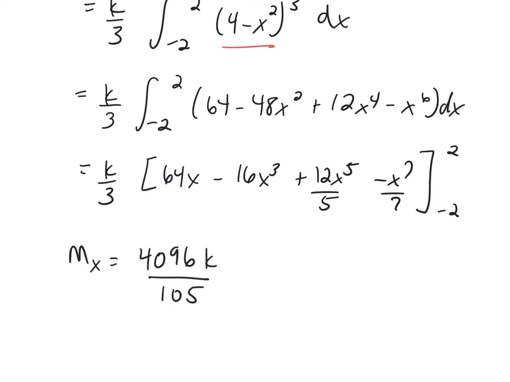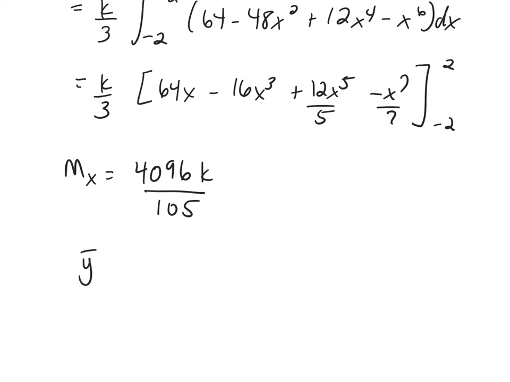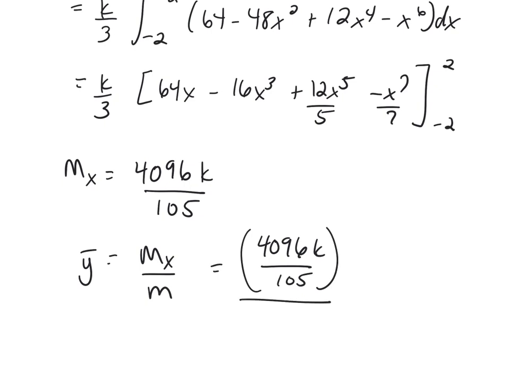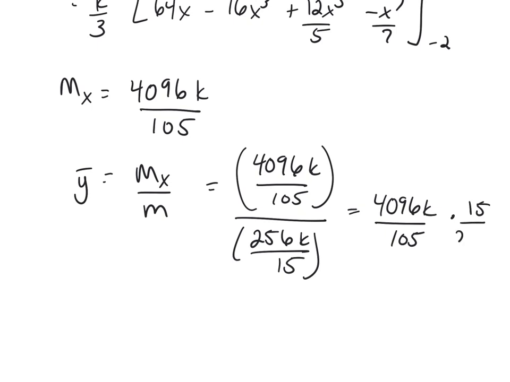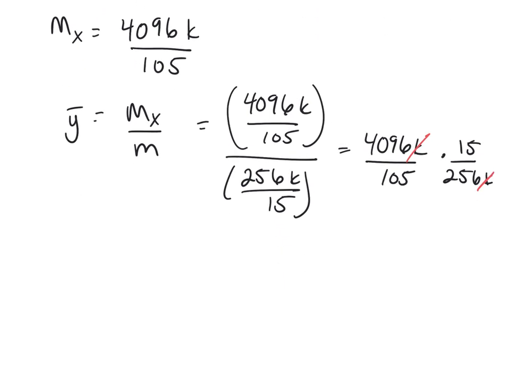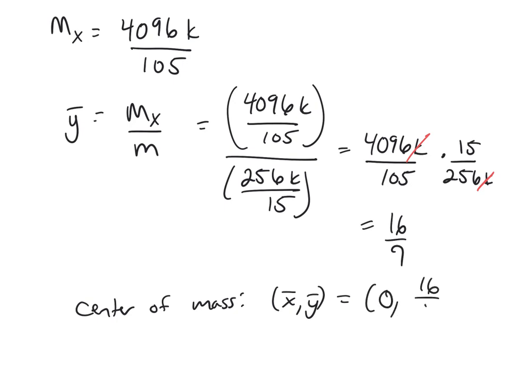Now the last thing we need to do to find y bar is Mx over our mass m. So 4096k over 105 divided by, what did we get for m? It was 256k over 15. So flip the bottom fraction, and you'll see that the k's cancel. If you simplify this fraction, you'll get 16 over 7. So your center of mass, remember that it's (x bar, y bar). We said x bar is 0 and y bar is 16 over 7.